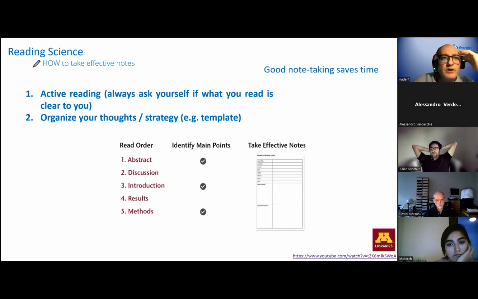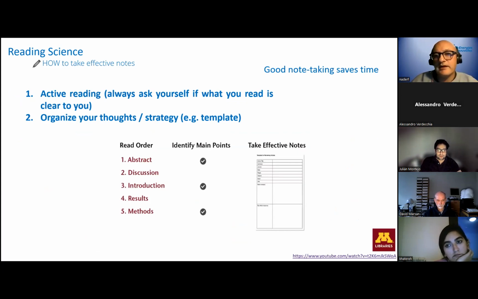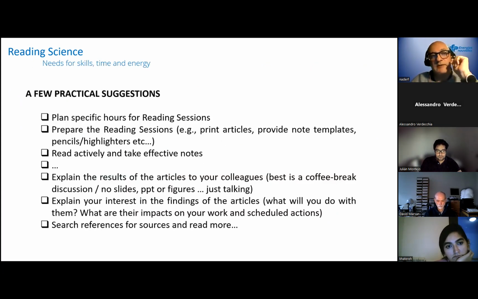So in order to read well, you need to write as well. You need to take notes. This is what we call active reading. Active reading is reading, and always asking yourself, do you understand? And if you understand, you take the notes. I will explain this in more detail later. So organize your thoughts, make a strategy, make a reading order of your articles, define the main points, and then write down your effective notes. You can make a template for the effective notes as well, or make a kind of organized way.